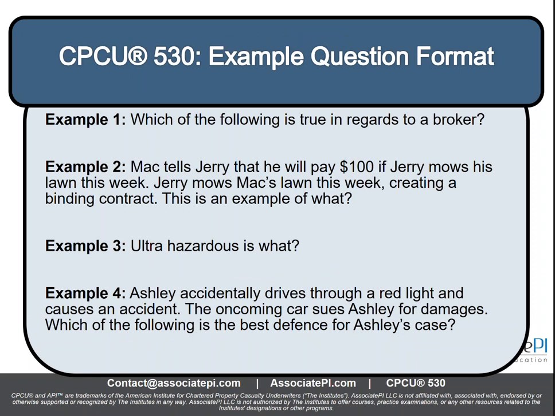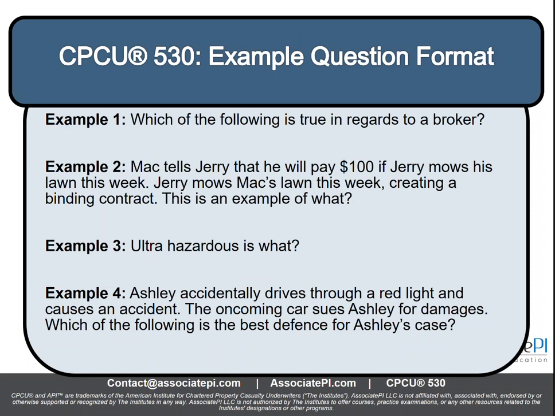Example 3, ultrahazardous is what? And this is one where the 4 answer options are going to be the definition of ultrahazardous. So you have to know the definition of that concept. And lastly, example 4, the one that I was saying is going to be probably seen in case-based questions, part B of the exam.